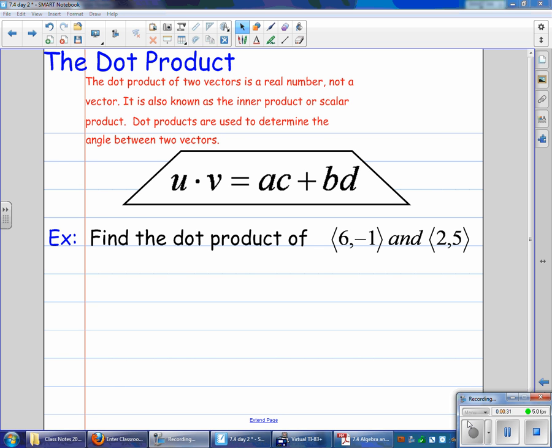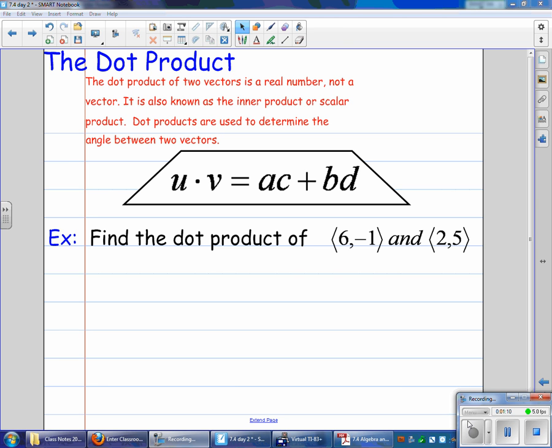But the definition of the dot product basically says that the dot product of two vectors is a real number, not another vector. So in the past operations, we always got a new vector when we added or scaled or did any of those operations with them. Now, this dot product is just going to produce a number. It's also sometimes known as the inner product or the scalar product of vectors. And the usefulness here: the dot product is used to help us determine the angle that is formed between two position vectors. And we've kind of seen the usefulness of that in previous studies of vectors here.